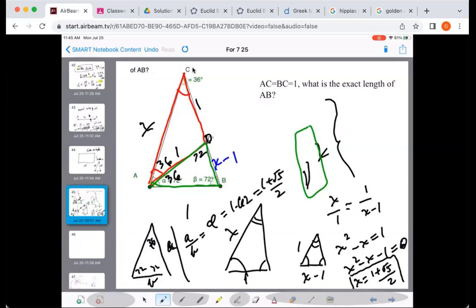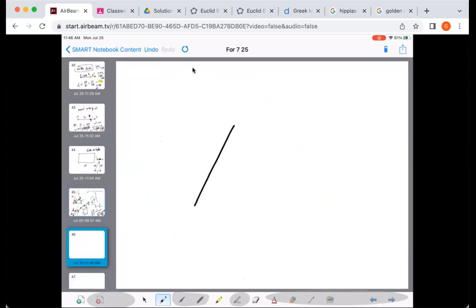So the golden ratio, its importance is that it helps us make a 36, 72, 72 triangle. Now, I just want to mention that if I instead put the 1s here and the x there, now it would be equal to 1 over phi, which actually is equal to just 0.618.